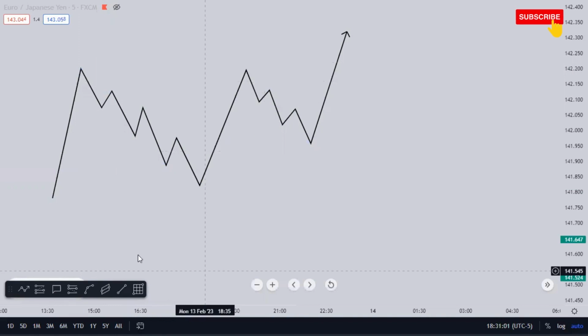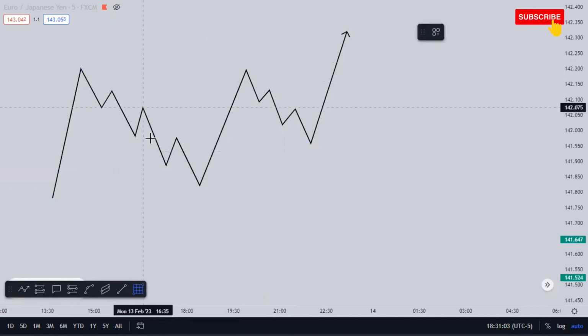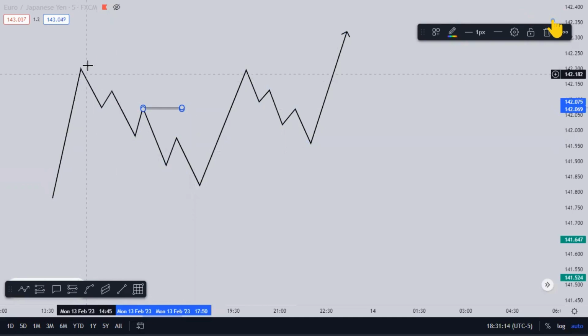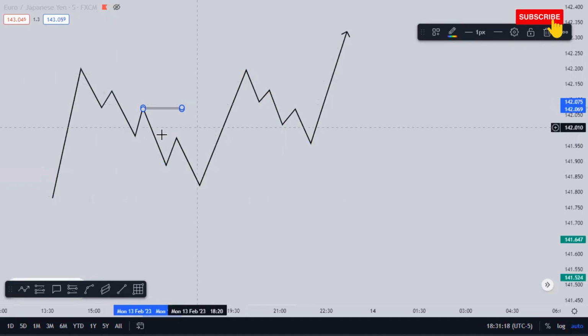You do not mark resistance and support inside this leg. You don't. There's no resistance, there's no support inside a price leg. Inside this swing, from this high to this low, there is no support or resistance inside of it. All we have is tiny structure highs and lows that have been formed and broken. So what you want to do is align these levels and trade from them.